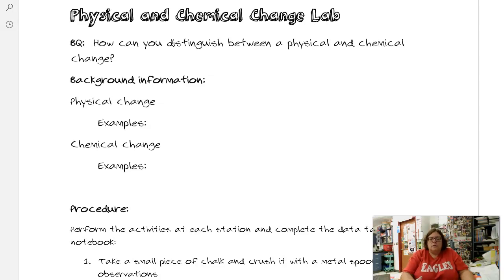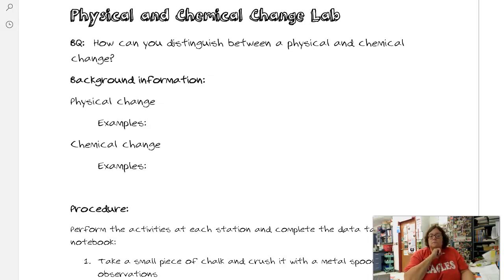All right, you have your lab notebooks out. Up at the top, in the title, write Physical and Chemical Change Lab. In the box where it says experiment number, write 1. Our beginning question is, how can you distinguish between a physical and chemical change? Write that in your lab notebook up at the top. You can abbreviate beginning question BQ if you like.